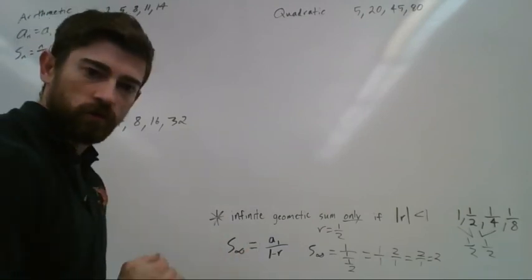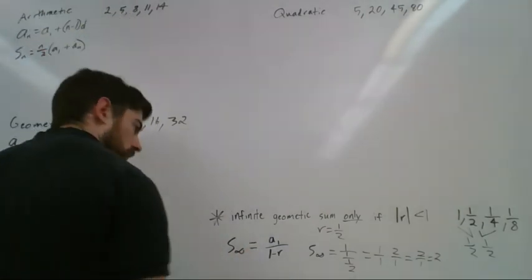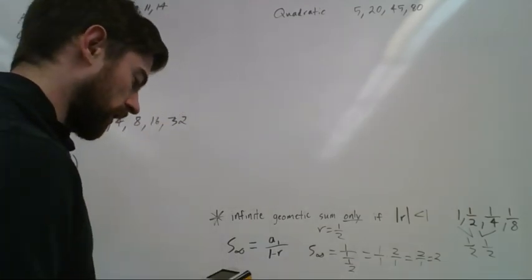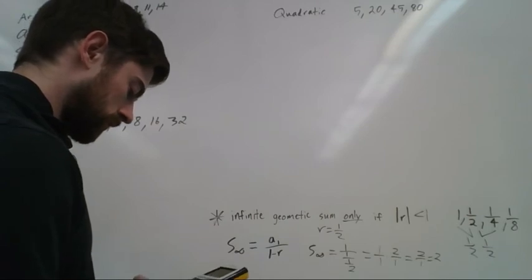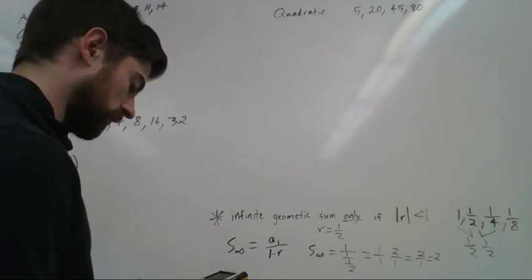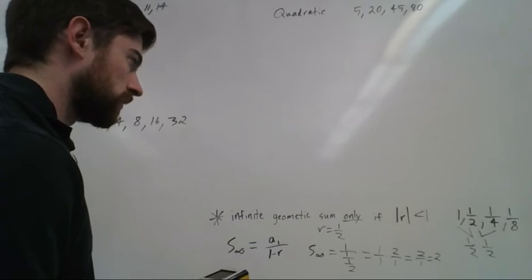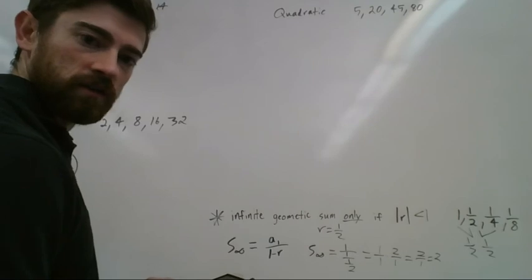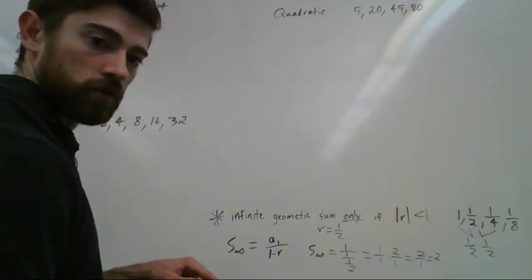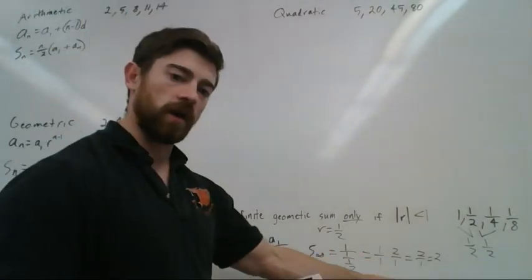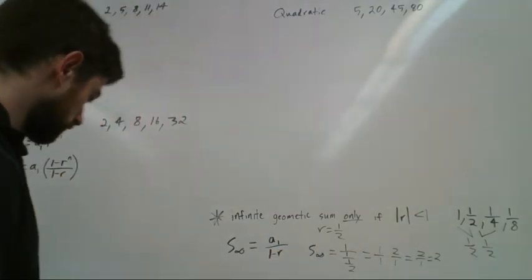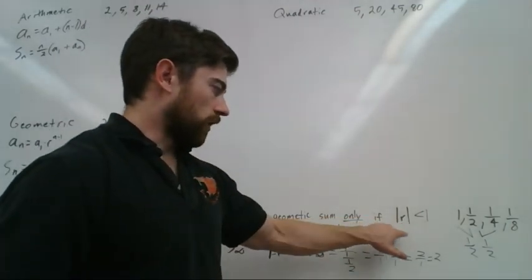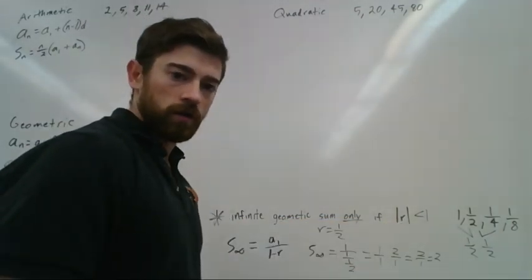Now, obviously we can't brute force this one because we're talking about infinity. But what we can do is see what we're approaching. 1 plus 0.5, we get 1.5, plus 0.25, plus 1 over 8. And we see that we're getting consistently closer and closer and closer to 2. So we see that this works out. Just remember that the r, or rather the absolute value of r, is less than 1.